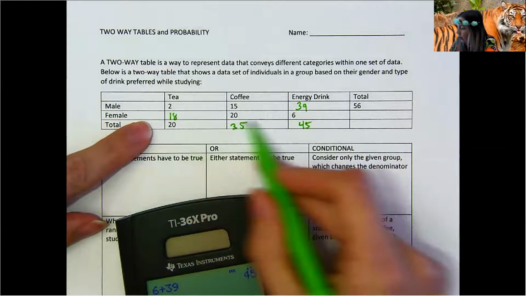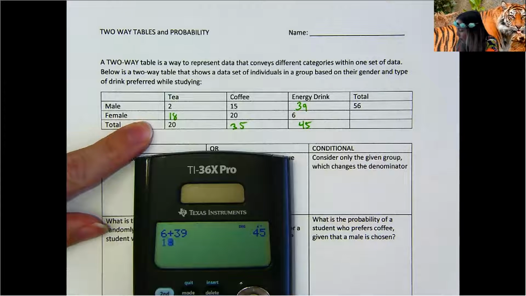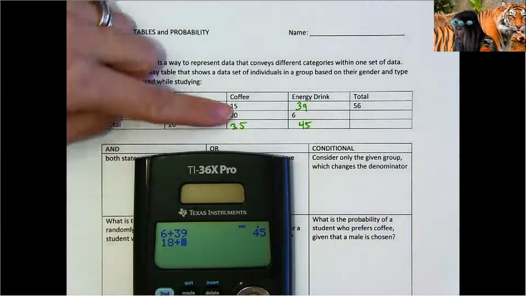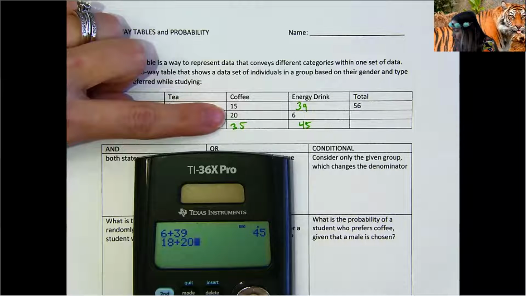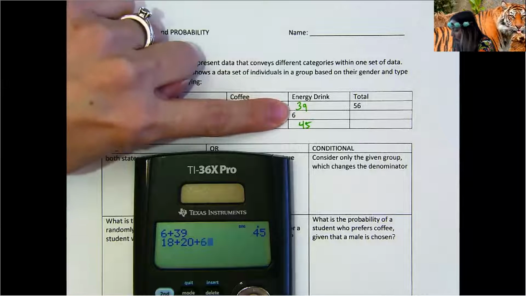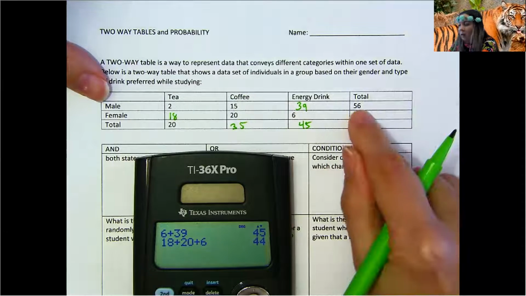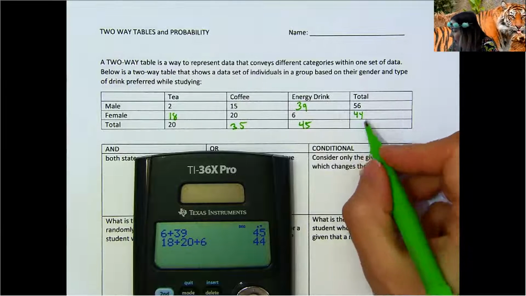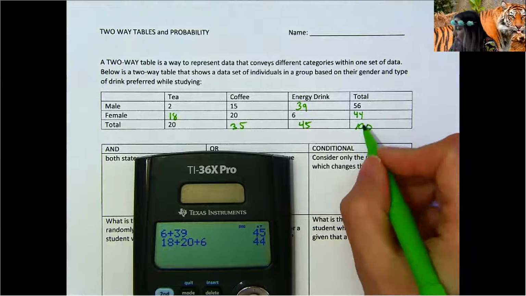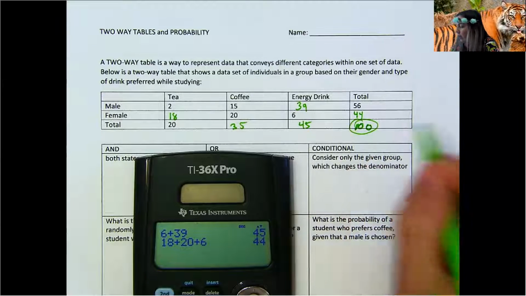Alrighty, I can go across this way now. So we have 18 people that want tea, 20, and this is females that want coffee, and 6 that want an energy drink. So there's 44 total females and 56 total males. When you add that up, you get 100. Oh, so the grand total is 100.